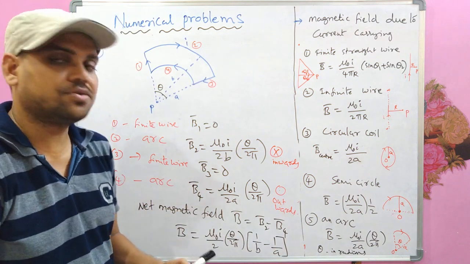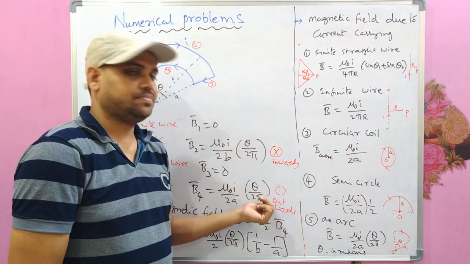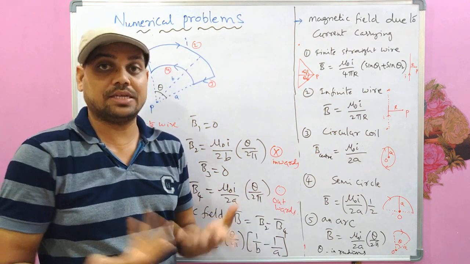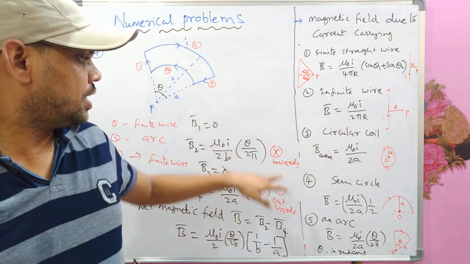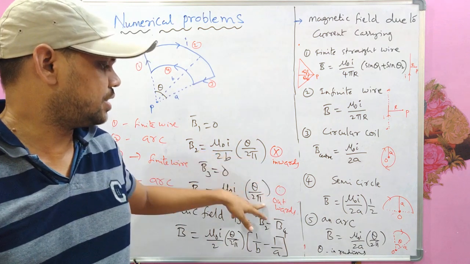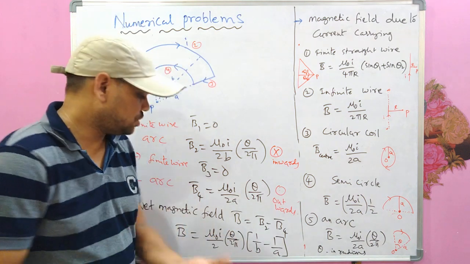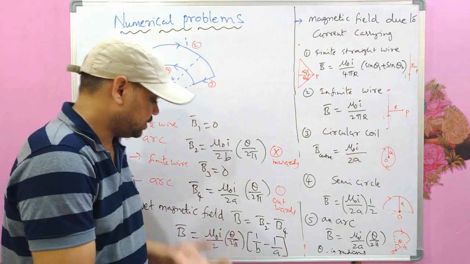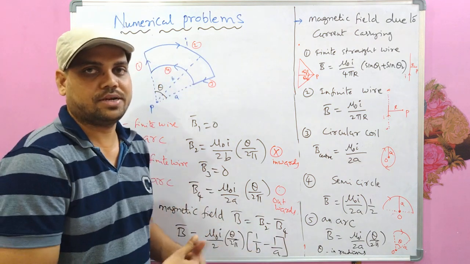Whether it is inwards or outwards depends on the magnitude of this or this. If this is dominating, if the outwards magnetic field is dominating, then the net magnetic field, the resultant magnetic field, will be outwards. If this is dominating, that means if this is greater than this, then in that case the net magnetic field will be inwards. Because we have no specified values given for this particular problem, what is A, what is B, what is I, we cannot predict the direction of the net magnetic field.